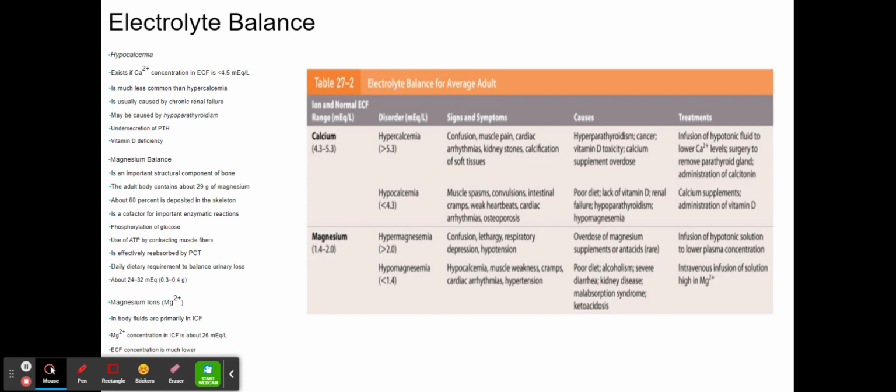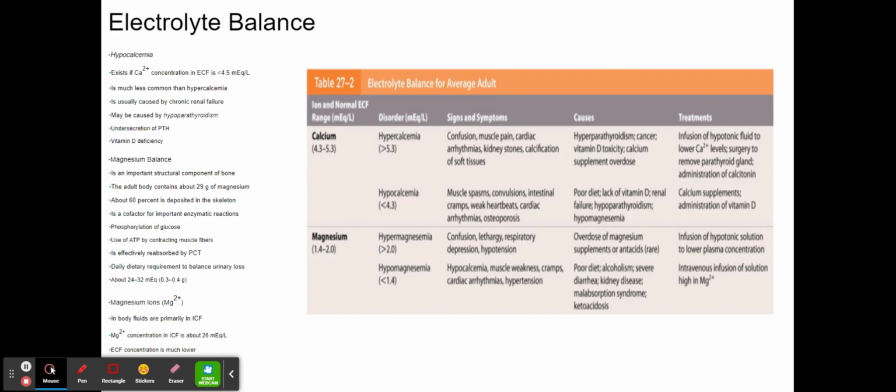The adult body contains about 29 grams of magnesium. Almost 60% of it is in the skeleton. The magnesium in body fluids is primarily found in the ICF. There, the concentration of magnesium averages about 26 milliequivalents per liter. Magnesium is required as a cofactor for several important enzymatic reactions, including the phosphorylation of glucose within the cell and the use of ATP by contracting muscle fibers.